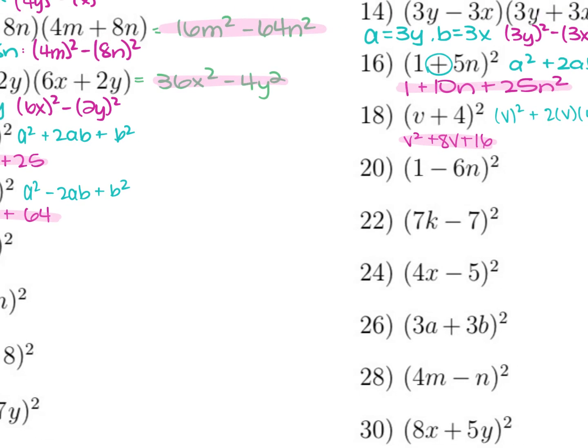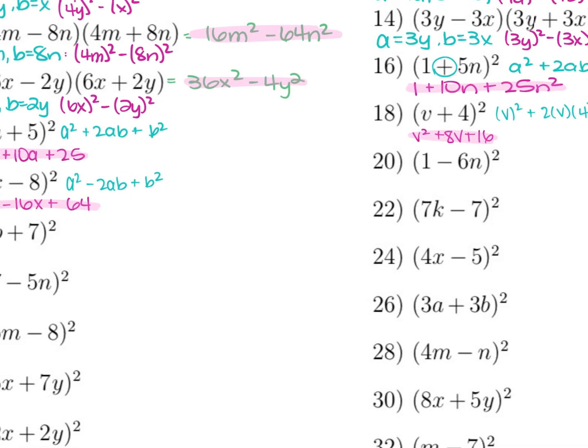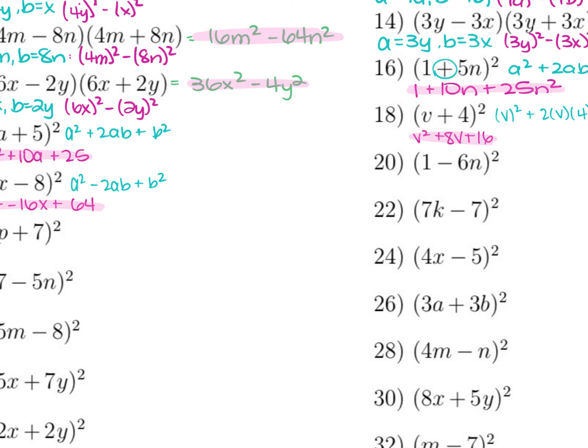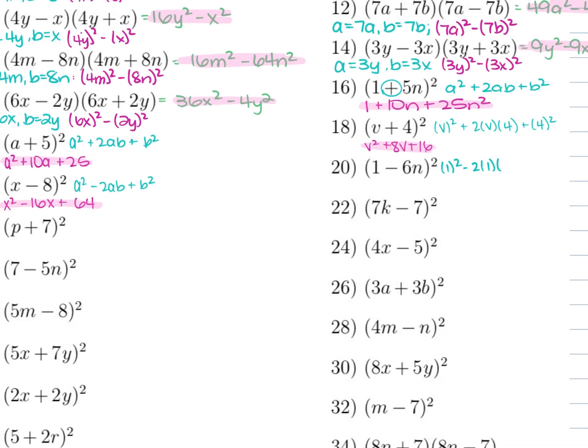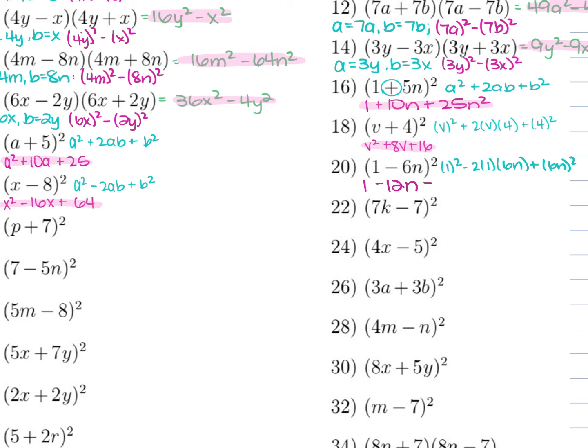For 20, we have 1 minus 6n squared. So we're going to use the a squared minus 2 times a times b plus b squared. So it's going to give us 1 squared minus 2 times 1 times 6n plus 6n to the second power. So this is going to give us 1 minus 12n plus 36n squared.